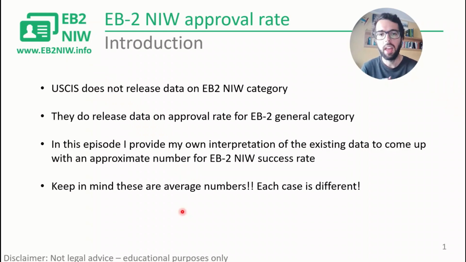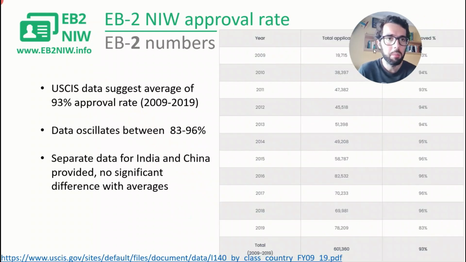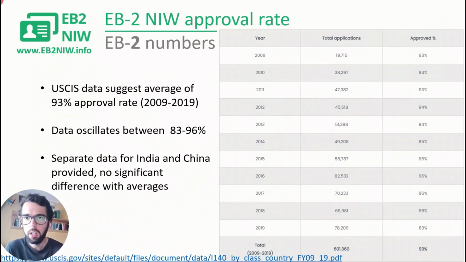Keep in mind that these are just average numbers and each case is different. So if I tell you 70% or 80%, that doesn't mean that you specifically have an 80% chance of succeeding. It really depends on what is your profile, how you craft your case, and if you are able to convince the USCIS officer that is sitting, looking at your case and reviewing if you meet the requirements or not. So let me move my face over here.